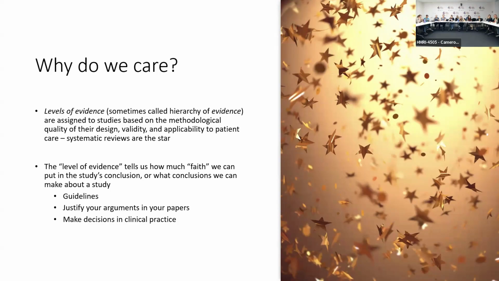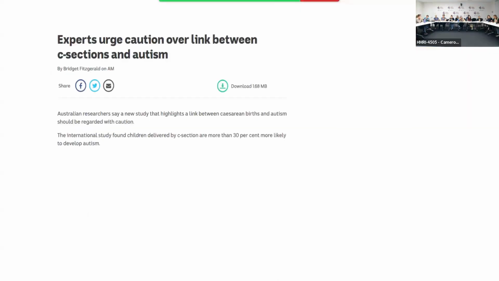There you go. So I love methodology, that's why I love systematic reviews. And we use them in guidelines, to justify arguments in your own papers, and to make decisions about clinical practice. But sometimes systematic reviews, as amazing as they are, can go wrong.